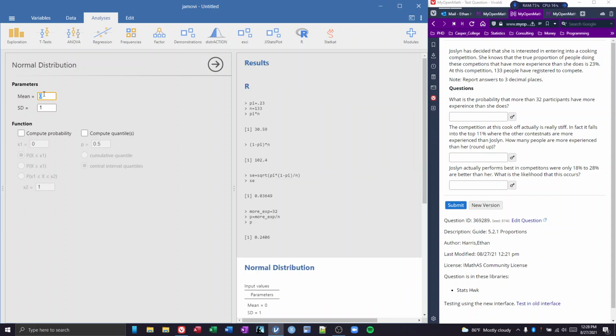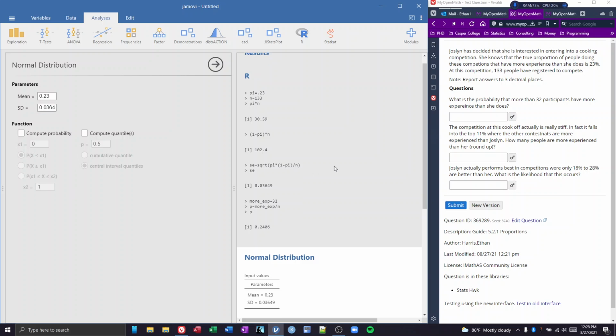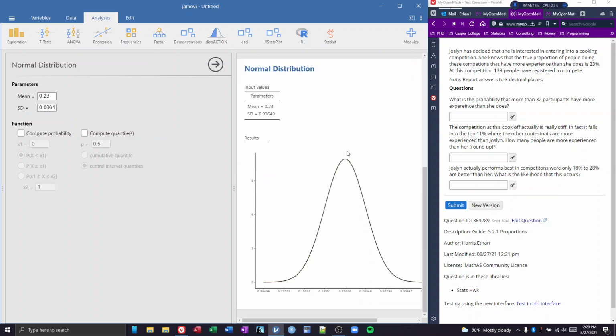When we're dealing with proportions, the mean that we're going to type in is 0.23, or this true proportion. And the standard deviation that we're going to use is actually the standard error that we calculated, this one down here, 0.03649. Let's look at our distribution real quick. Notice it is centered at 0.23, and the standard deviation is 0.036.